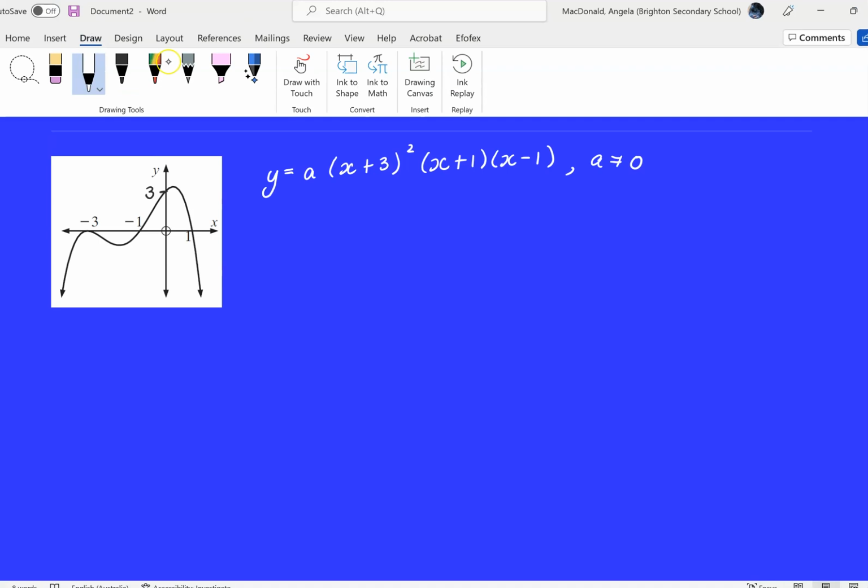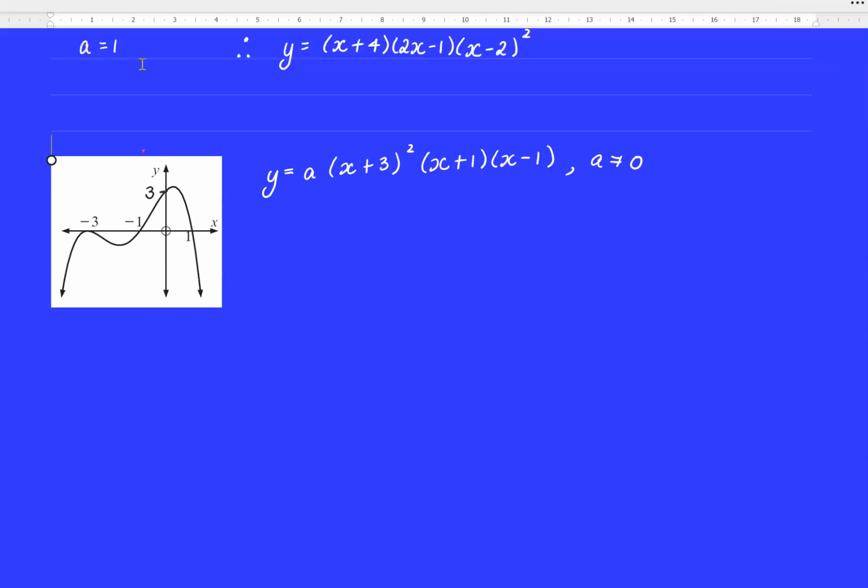We've got that little bit of information there that the y-intercept is 3. So that's saying when x equals 0, y will be 3. So I put 3 in place of y, and wherever x is, I replace it with 0. So 0 plus 3 is 3, but 3 squared is 9.